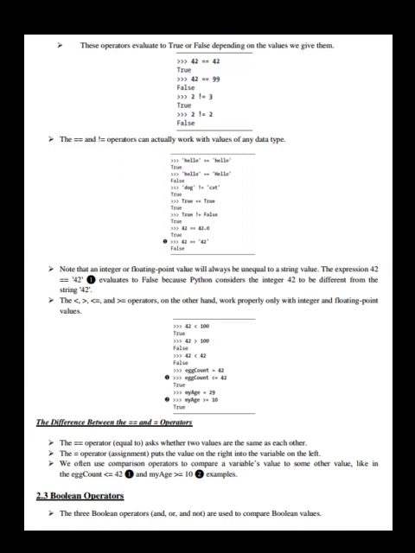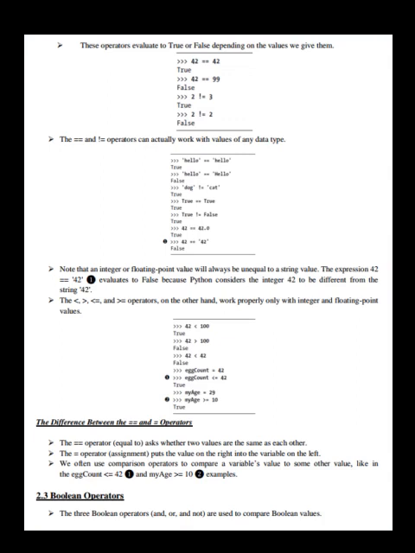The difference between the double equals and equals operators. The double equals operator asks whether two values are the same as each other. The equals operator, the assignment operator, puts the value on the right into the variable on the left. We often use comparison operators to compare a variable's value to some other value, like in eggCount < 42 and myAge >= 10.